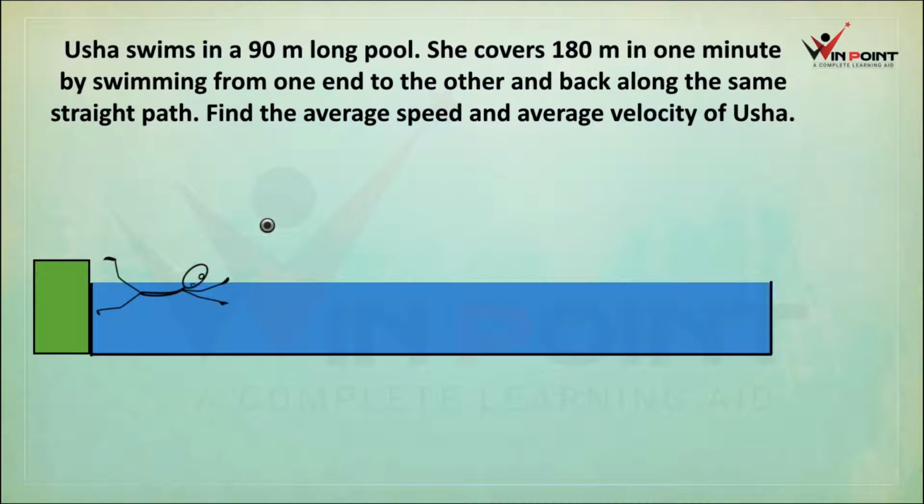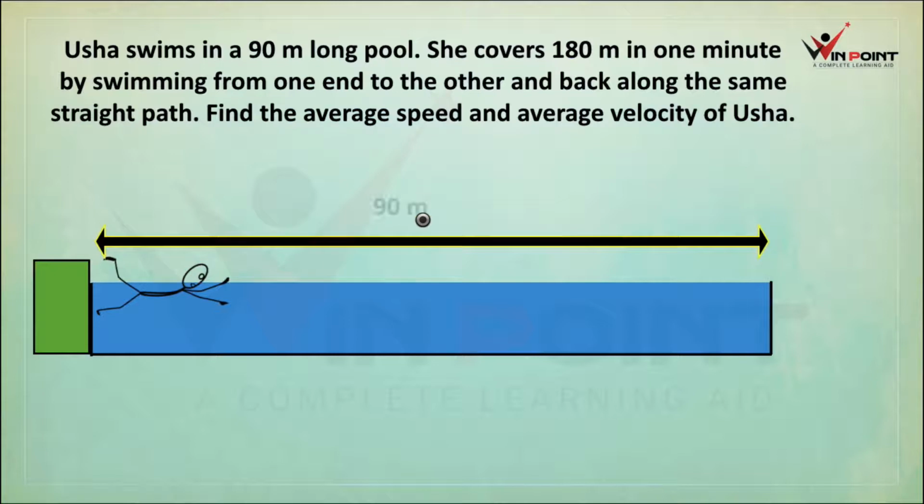Usha is swimming. The length of the pool is 90 meters. She is swimming from one end to the other end and she is coming back, right? Now she traveled 90 meters and she is coming back. So 90 plus 90, total distance is 180 meters.